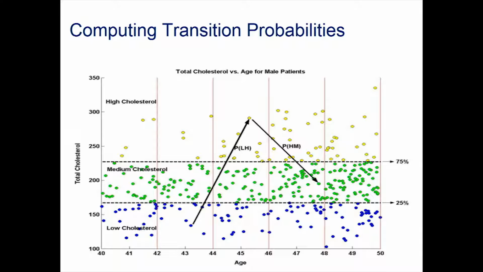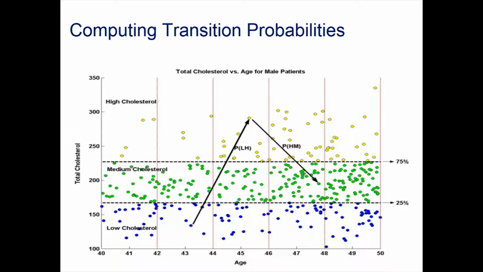So how do you estimate the transition probabilities? I guess the simplest possible way would be to look at longitudinal data. So this is data, totally anonymized. This one is for male patients because we looked at males because they have very different risk dynamics compared to females when it comes to cardiovascular disease.